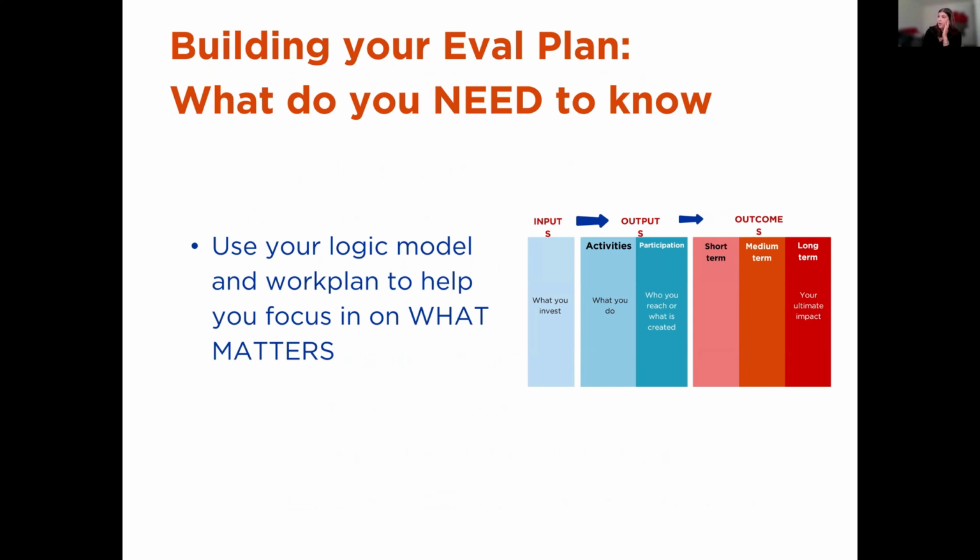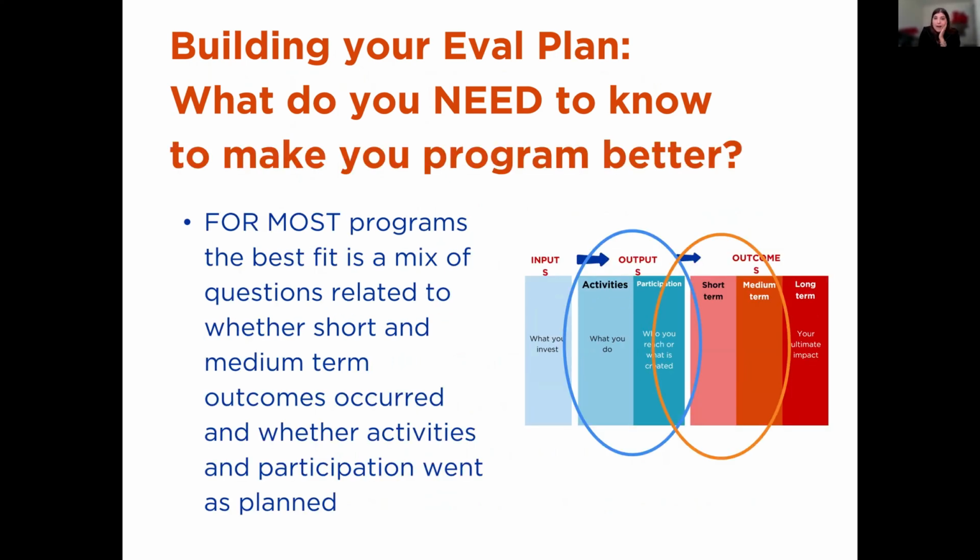actual program. So for the vast majority of programs, the best fit in terms of conceptualizing your evaluation questions is a mix of questions related to your short and medium term outcomes and whether or not those occurred as you thought they were going to occur, and whether your activities and participation went as planned, right? So when I look at my logic model, I'm looking at my darker blue boxes for my activities and my participation or my outputs, and then my short and medium term outcomes.